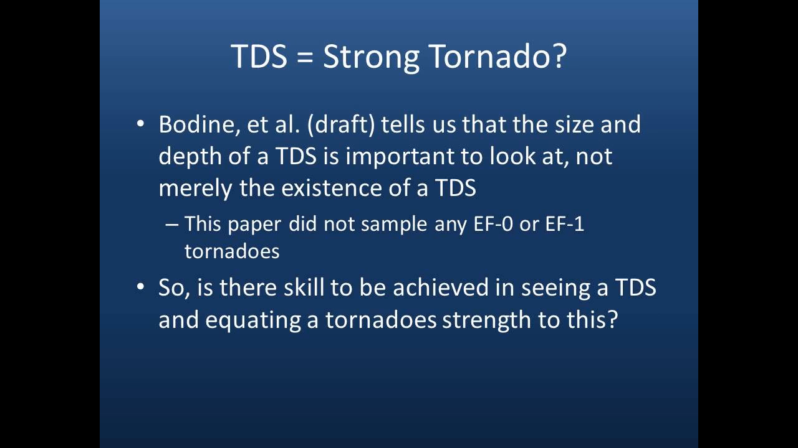So does a TDS equal a strong tornado? That's the big question, I think. The conversation around this seems to be leaning in that direction: you've got a TDS, you have a tornado. Even yesterday, at least Kevin a little bit, mentioned it to you as well: you've got a TDS, is now the time to go tornado emergency? Well, I don't know, is it? Right now, you have to really think about that. The paper doesn't sample any zeros or ones. So is there really skill to be achieved seeing a TDS and equating this to a tornado's strength?